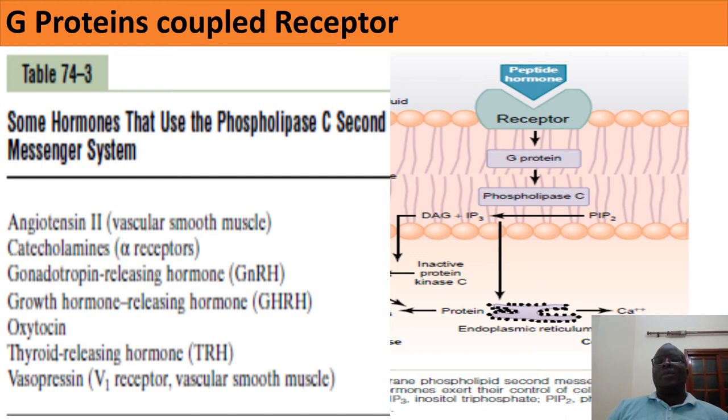The catecholamines can also cause vasoconstriction. So catecholamines like epinephrine, we know that it can cause vasoconstriction via the alpha receptors. So they're going to bind to the alpha receptors to cause vasoconstriction.